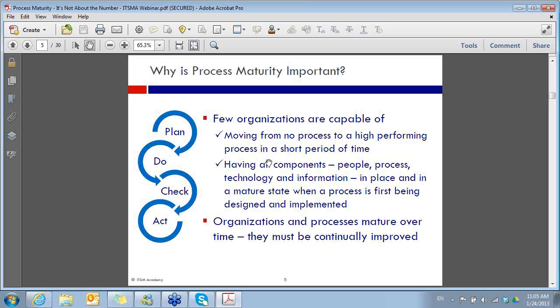I'll get back to that. But I just want to talk about what is process maturity and why is it important. And to answer the question, why is it important, I like to sum up this slide by just saying that processes are hard, y'all.